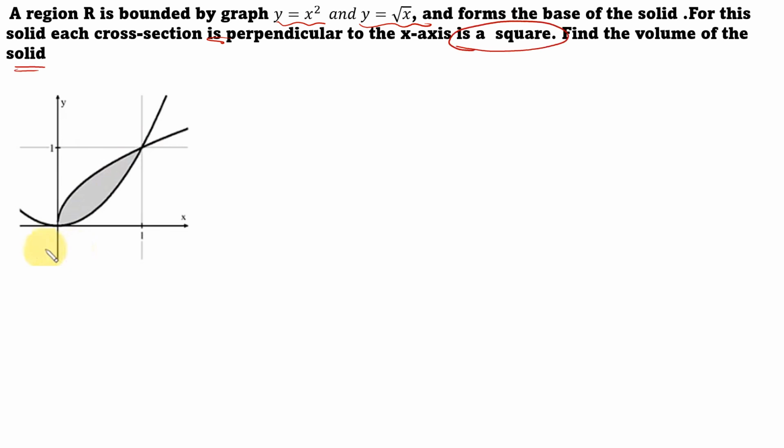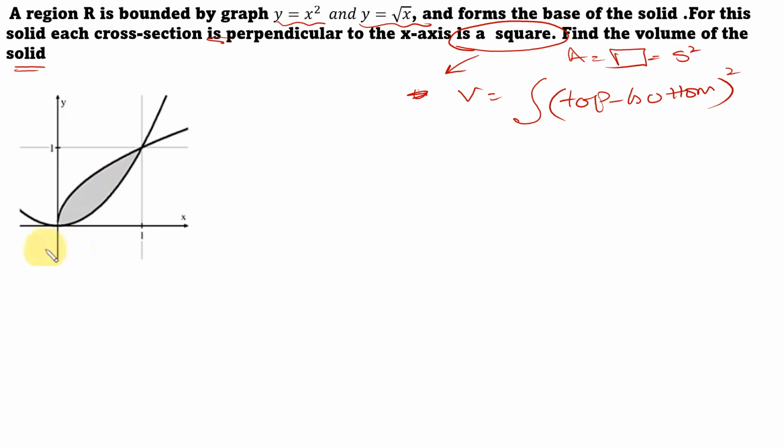Okay, so whenever there is a square, we know that the equation will be written as volume equals top minus bottom. Here in the square, we don't have to write any pi because the area of the square is s square. So we will write only top minus bottom whole square and then dx. And since we are writing dx, we will write the limits as x1 and x2.